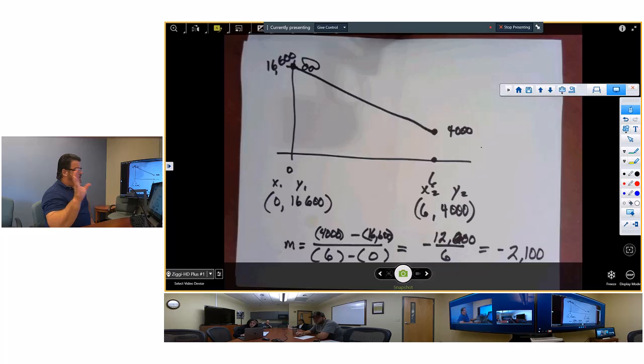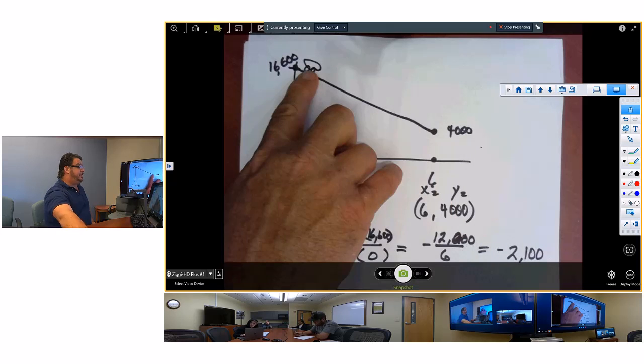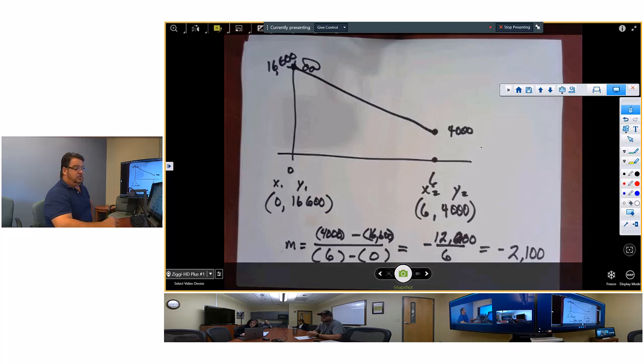A lot of people, again, forget how to do this stuff. You forget that the negative slope is going down because you read from left to right. So you put your little car to the left, and whatever it's doing, you go left to right.